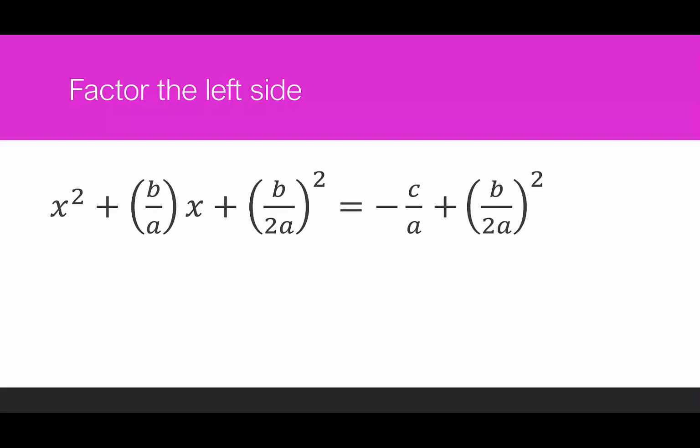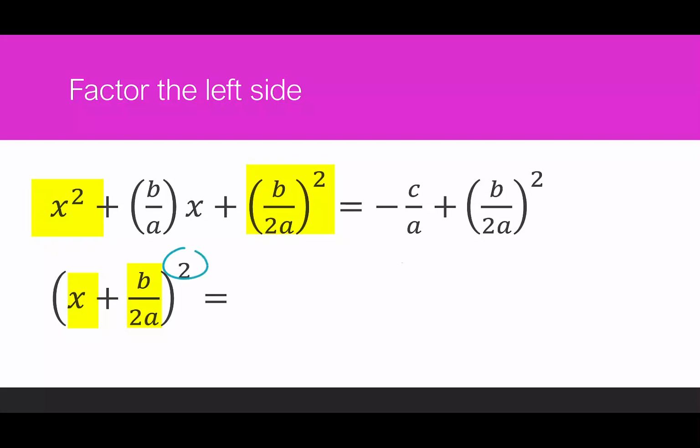On the left side, we're just going to factor. We are not going to expand the b over 2a squared. We're following the process of completing the square, which is I already know the factoring. X squared plus b over a x plus b over 2a squared is equal to x plus b over 2a all squared. So I don't have to think about it. I take the x squared, it becomes an x. I take the b over 2a, I put it in the parentheses, and the square moves outside. That's following the completing the square process.